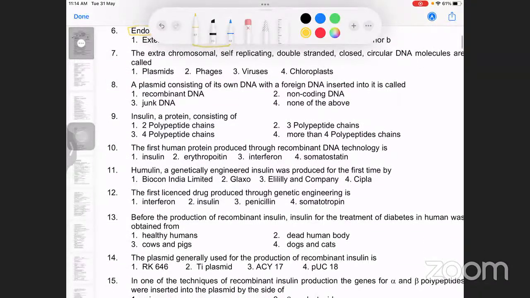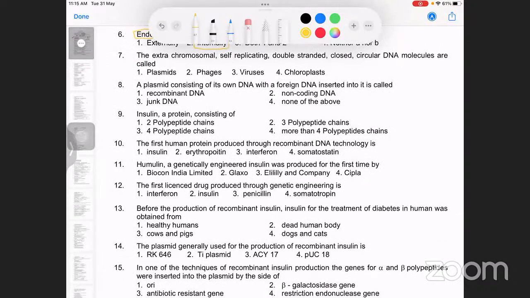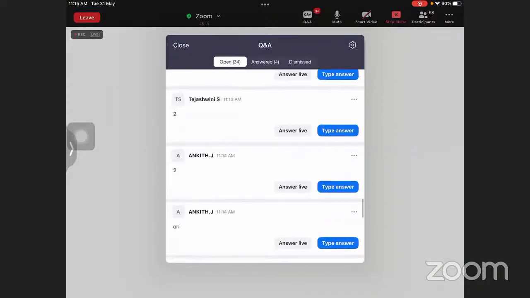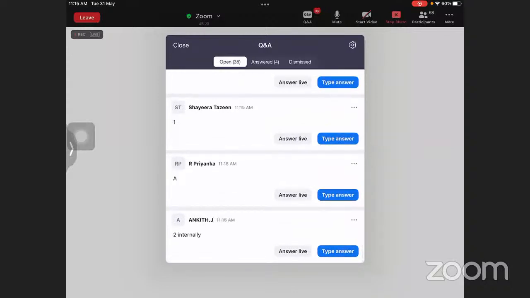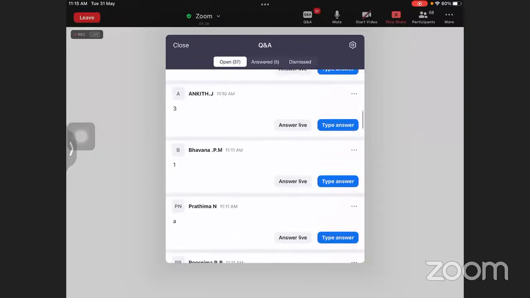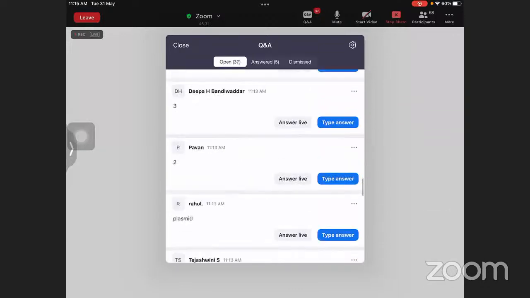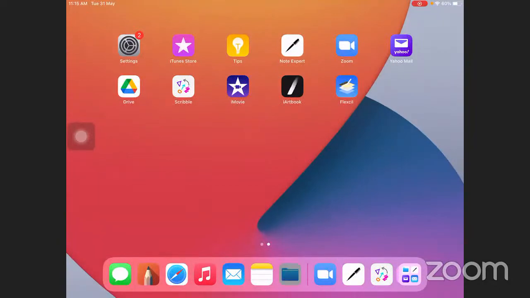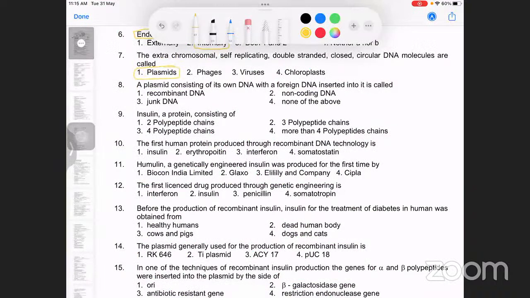Now, the extra chromosomal, self-replicating, double-stranded, closed circular DNA molecule is called as plasmid, phages, viruses, or chloroplast? Extra chromosomal circular DNA is called a plasmid. Remember this. It is called a plasmid. They are not phages, it is not a virus, it is not a chloroplast.